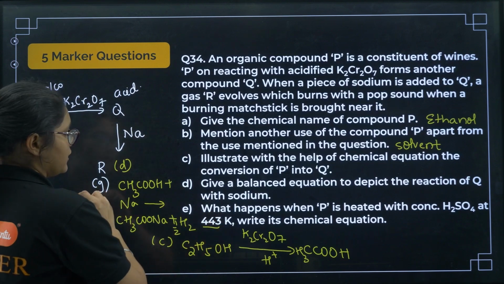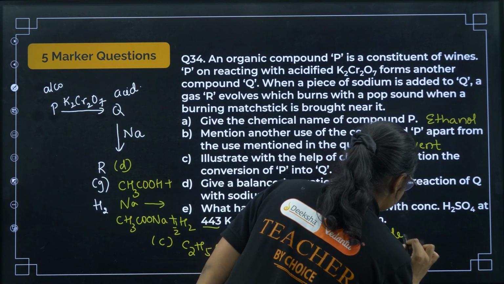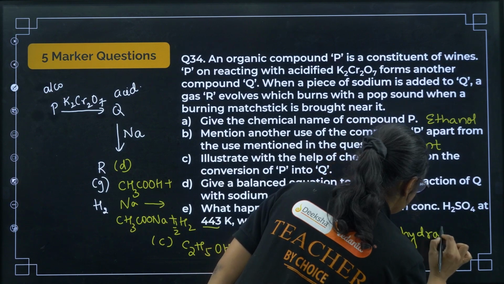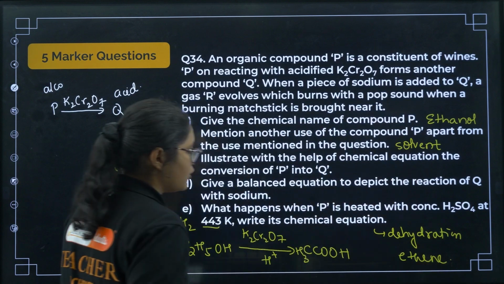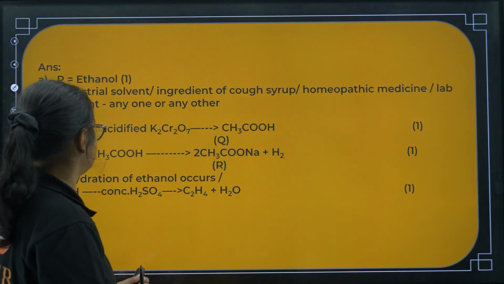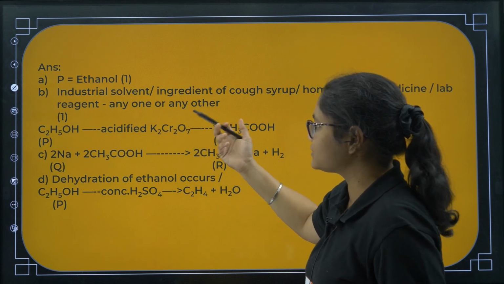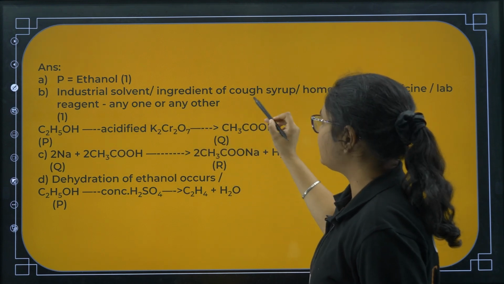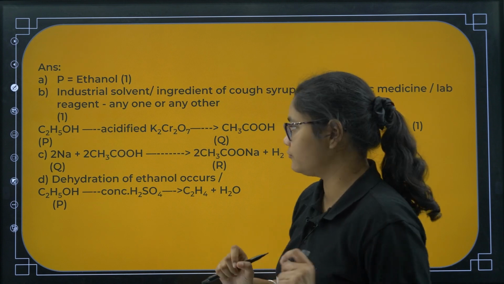So if you heat it with concentrated sulfuric acid, what will happen? Dehydration will take place, right? And the product formed will be ethene. So let me show you all the answers here first. So you can see the first one is your ethanol, and one other use is it is used as a solvent or ingredient of cough syrup, homeopathic medicine, lab reagent, any one you have to write.